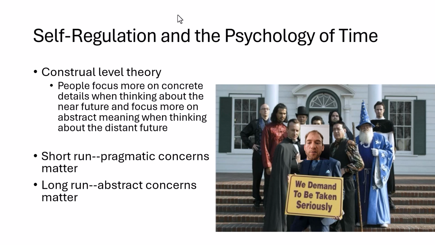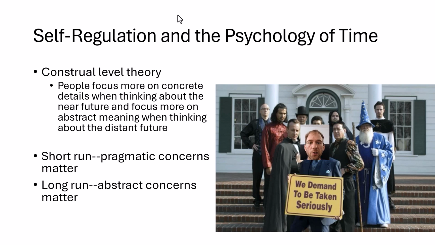The psychology of time, the control level theory. People focus more on concrete details when thinking about the near future and focus more on abstract meaning when thinking about the distant future. In the short term, people are more concerned in general with more pragmatic concerns, while in the long term, people in general are more concerned about abstract concerns. This possibly could be related to just having more information.